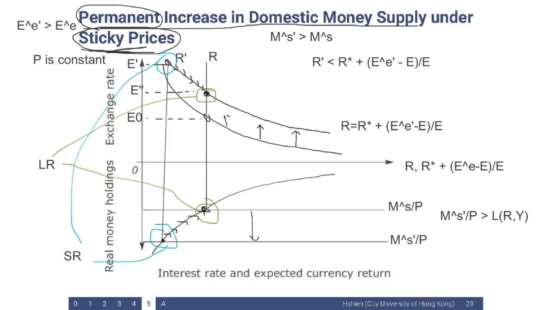That's only possible if this entire expression becomes higher. In other words, this entire expression declines only if R decreases, right? So therefore, we observe a lower interest rate. Now, with lower interest rates, we have UIP violated, right? I forgot to write the prime, so let me write the prime. We have UIP being violated.